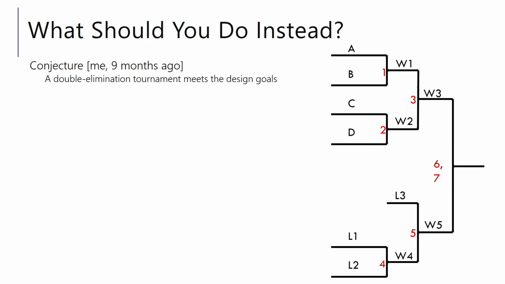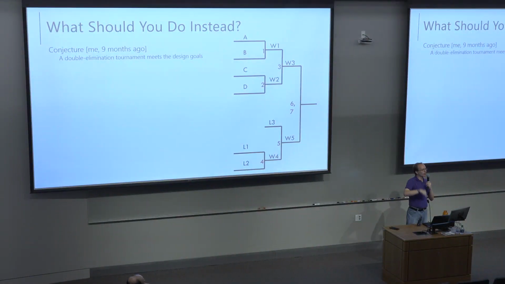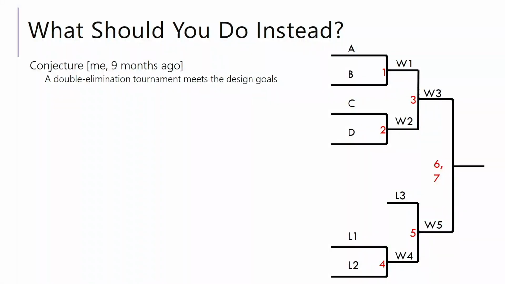And you stay in the loser's bracket as long as you keep winning, right? So when you get your second loss, you are eliminated. Until you have 2 losses, you continue playing, right? And you just continue like that until there's exactly 1 team remaining with less than 2 losses, and then they can advance out of this group play, out of this first phase. Right, and my conjecture 9 months ago is that this works, that this properly aligns incentives.